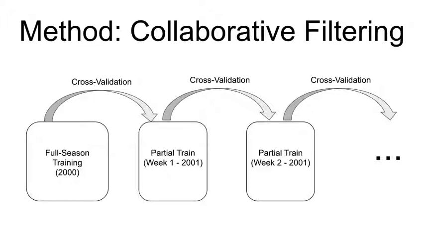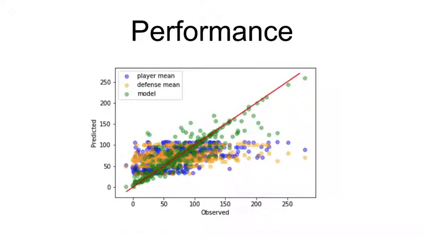I look at the errors. I train on week two. And I go on and on and on until I reach present day. This slowly pulls the model toward a state that is accurate for the current state of the league.